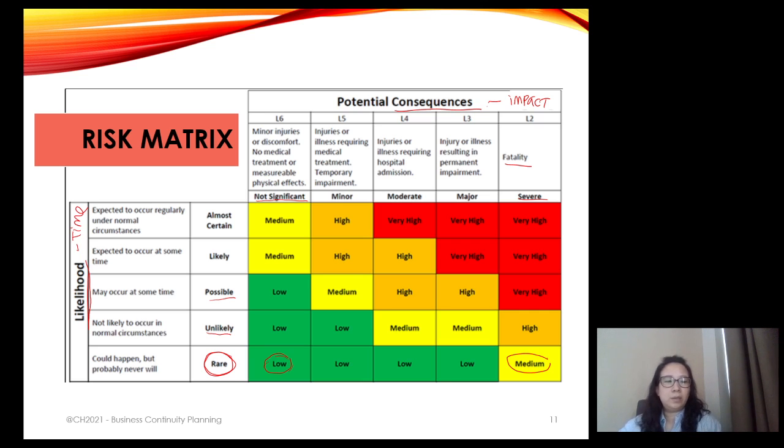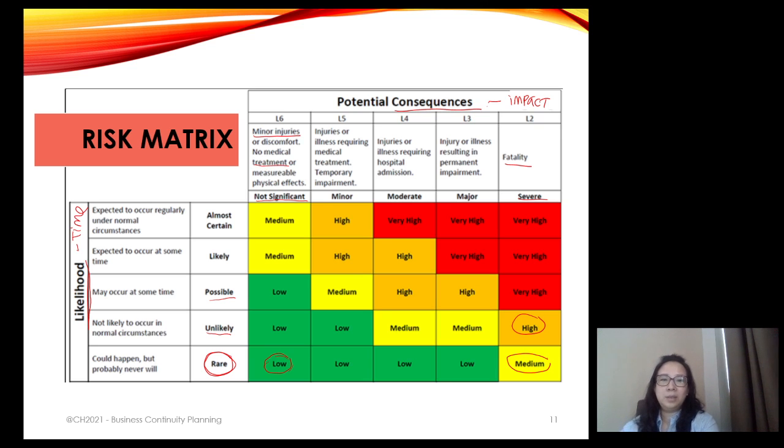Nah, this risk matrix is actually help us to decide what is the next strategy. Okay, so whether we need to do a low, medium, high, or very high. Okay, it will be defined by this matrix. So in the potential consequences, we will have 5 things. Not significant. Not significant tuh artinya hanya minor injuries. Okay. No medical treatment needed.